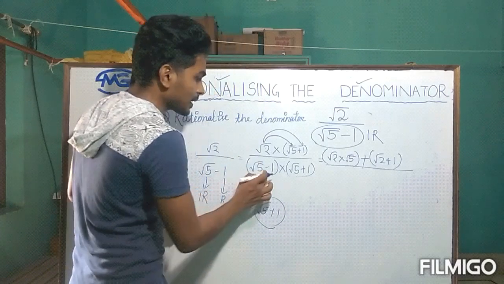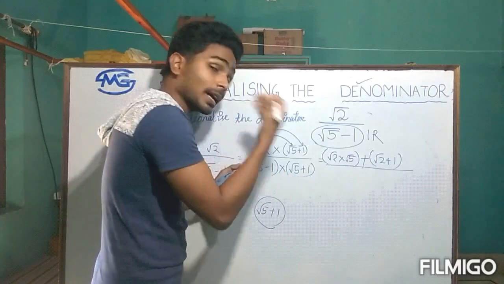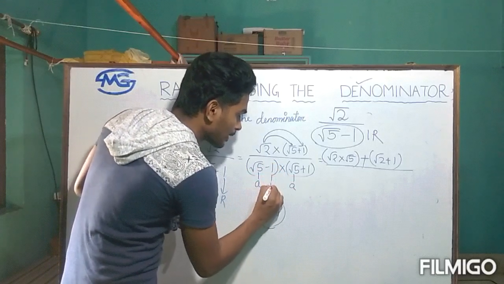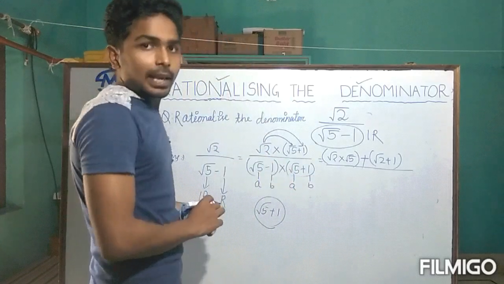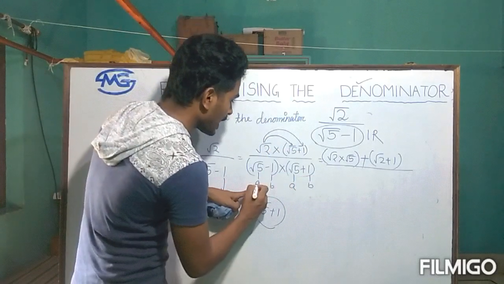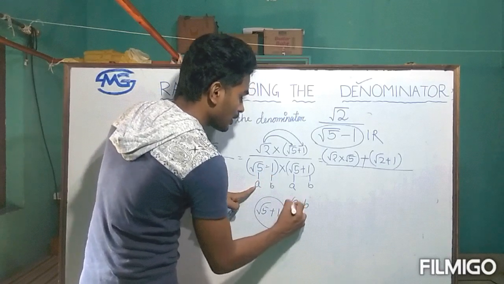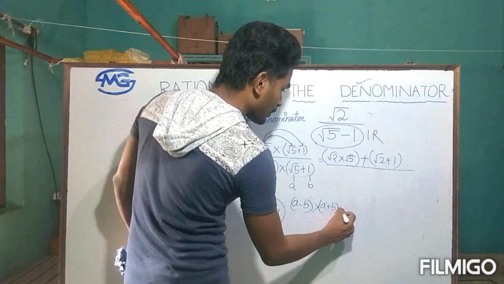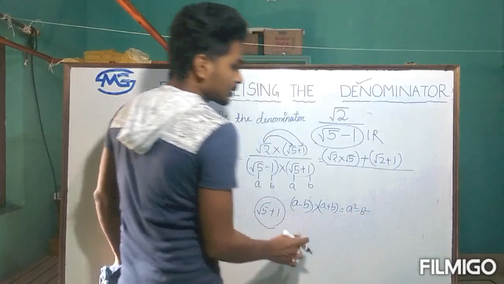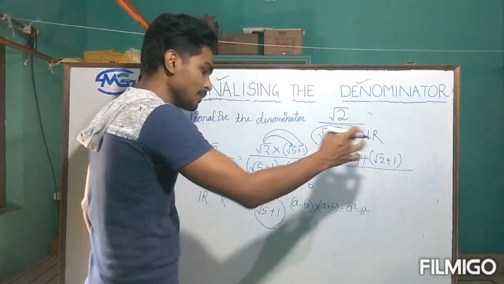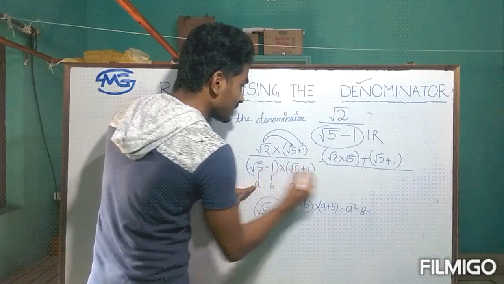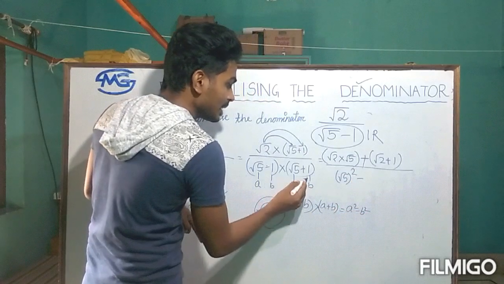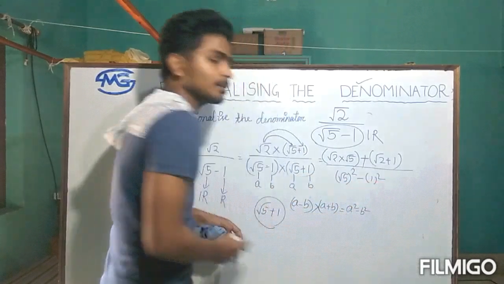In the denominator, there are two terms, and these two terms are again in common. Let's say a is root 5 and b is 1, another variable. Now it will form the formula (a minus b) into (a plus b), and its formula is a square minus b square. So in the denominator we have to write a square minus b square. Here a square means a is root 5, its square, minus b is 1 and its square.